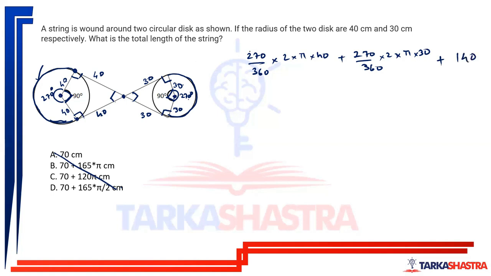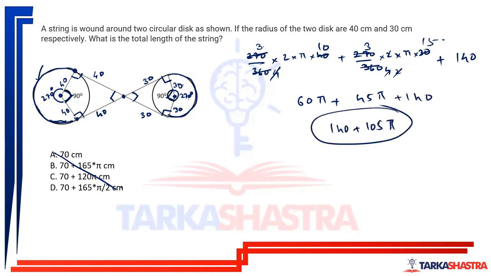Now, this is how much? 3/4. This is 10. This is 3/4. This is 4 twos, this is 2 15s. So what we have, 3 into 2, 6 into 10, 60 pi. This is 4 into 15, 45 pi plus 140. That is 140 plus 105 pi will be the correct answer. Options are not correct, but this is the correct answer.